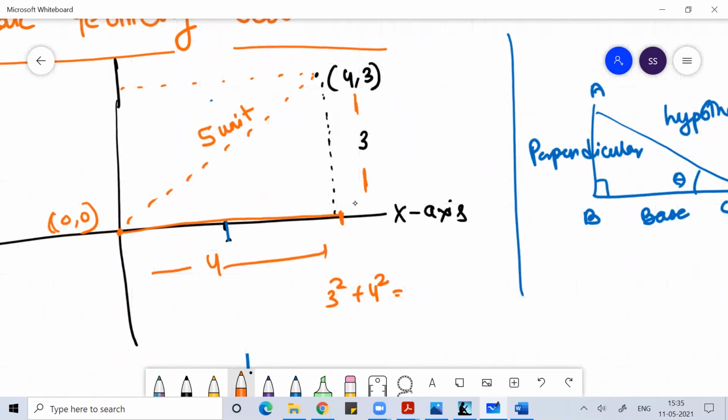So these are called Pythagoras triplets. If you can remember more Pythagoras triplets, it will be good for you. Like 3, 4, 5 is a Pythagoras triplet, and they are all multiples of this, like 3 twos are 6, 4 twos are 8, 5 twos are 10.